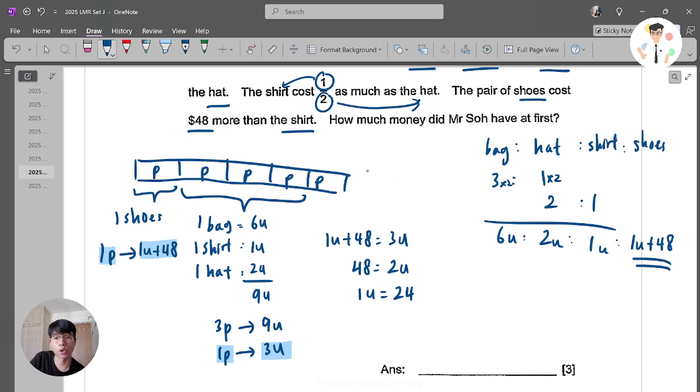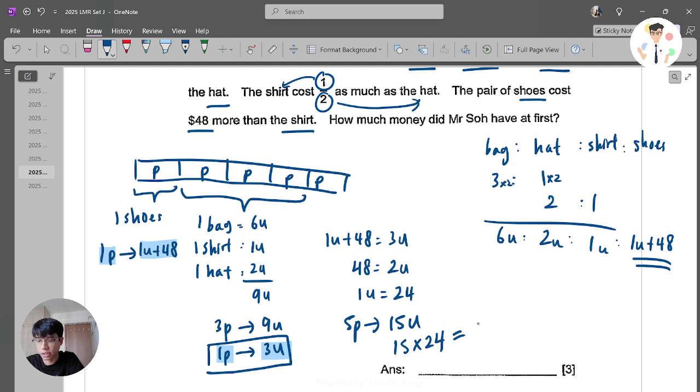Now let's continue. How much money did Mrs. Sue have at first? Again, 1 part is 3 units, right? So 1 part is 3 units. 1, 2, 3, 4, 5. So I have 5 parts. That's supposed to be 15 units. So 15 times 24. And that will be the amount that she had at first.